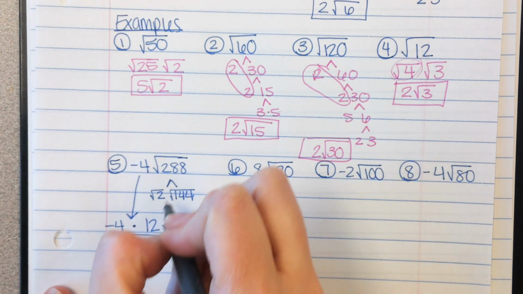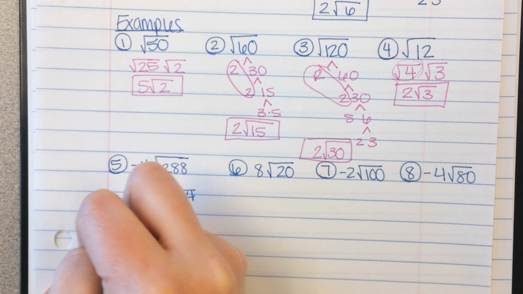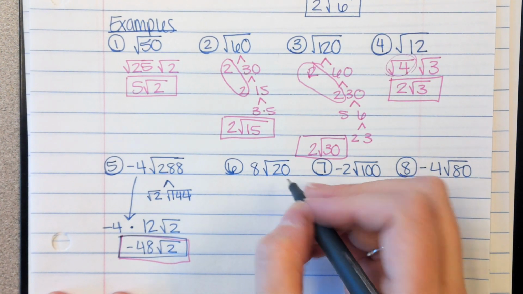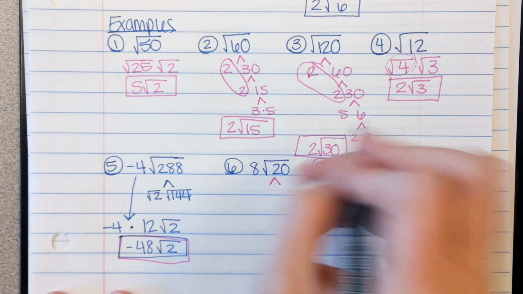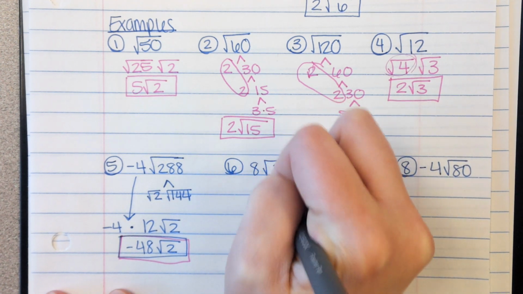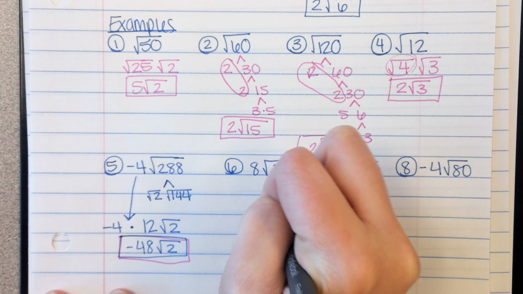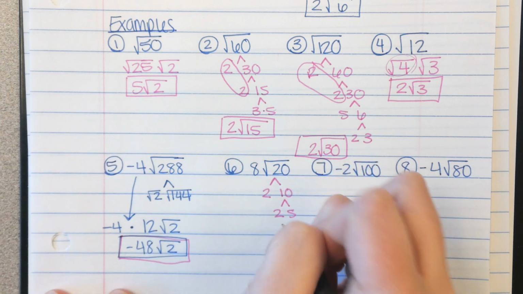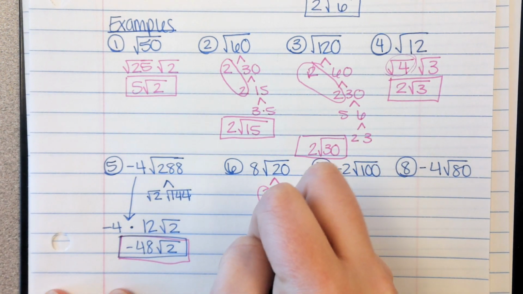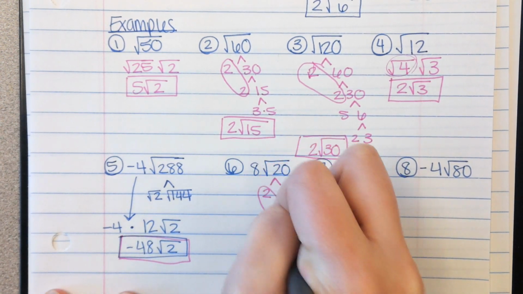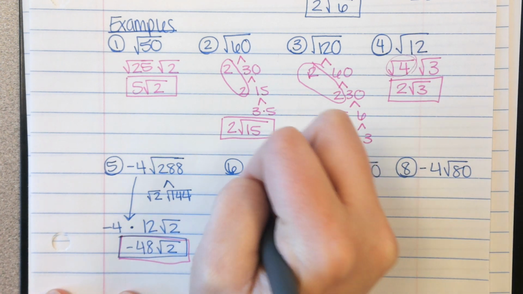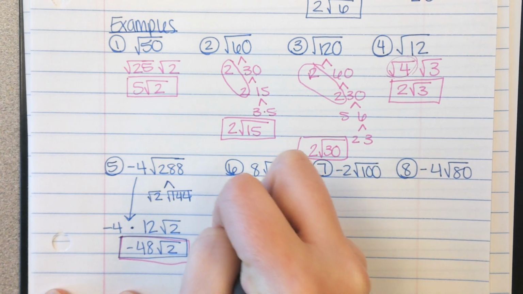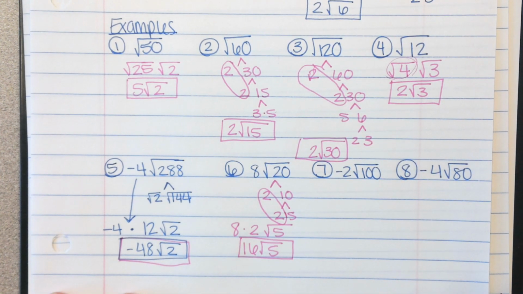Number 6, I forgot. I should have used my pink pen there so you could see what was my work, but I apologize. Number 6, we're going to do the same thing. So let's break up 20. So I'm going to do this one using a factor tree. So 2 and 10, and then 10 turns into 2 and 5. All right, so I have a pair. So I can bring that out front. I have a 5 left over, so it stays inside. I bring down the 8. 8 times 2 is 16. So we have 16 radical 5.